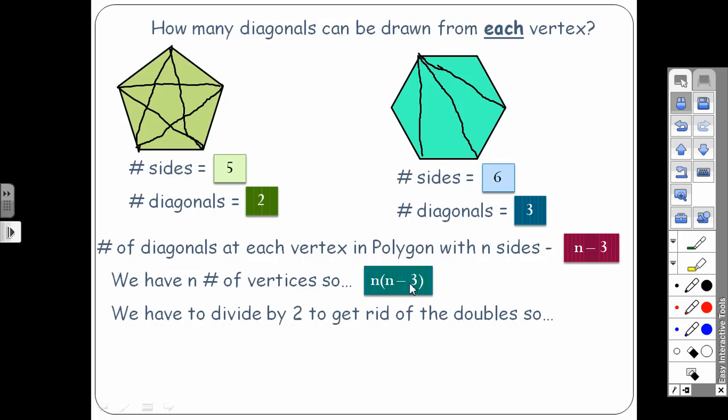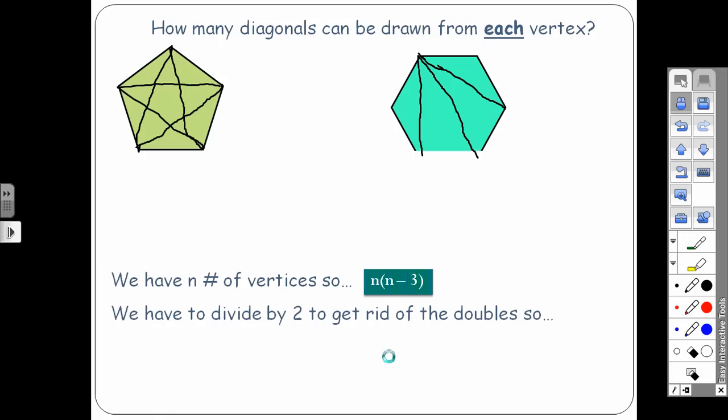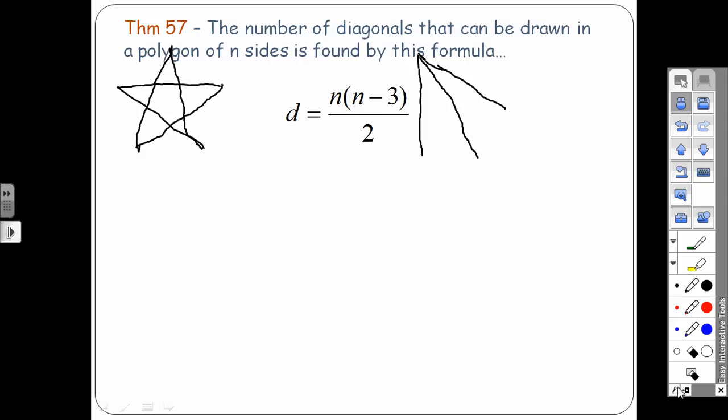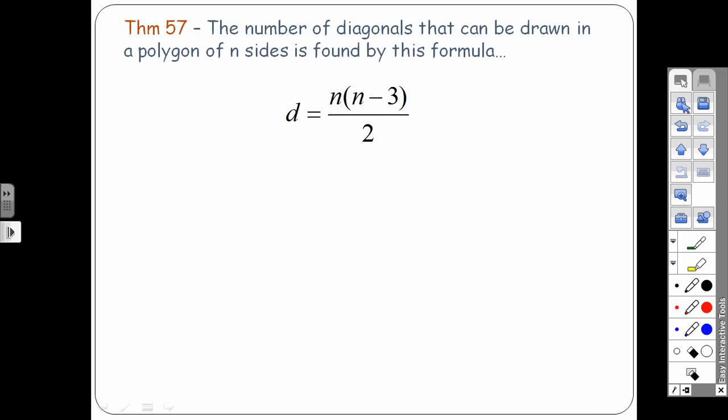But we don't want the doubles, right? Because we saw when we got over here at this vertex, we'd already drawn this one. So we're counting it twice in this n times n minus 3. So to get rid of the doubles, we're going to divide by 2. Okay, and so when we divide by 2, the number of diagonals we get is n times n minus 3 divided by 2. What's going to happen is you guys are going to get confused with this formula and the sum of the interior angles, because this is n minus 3 and that one's n minus 2, so really watch out with it.